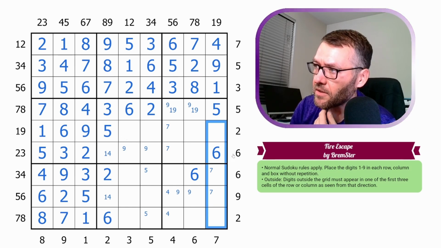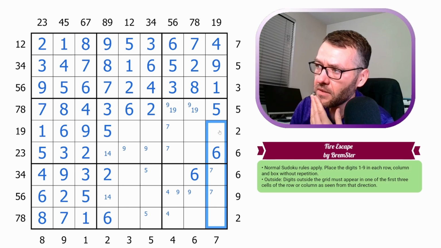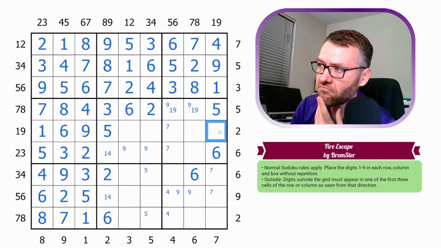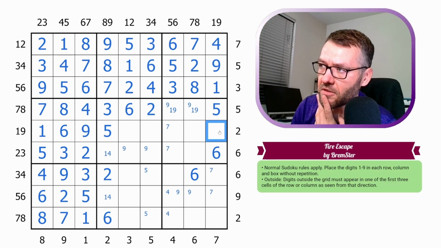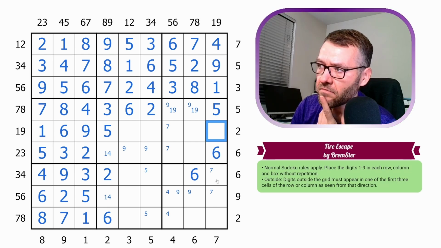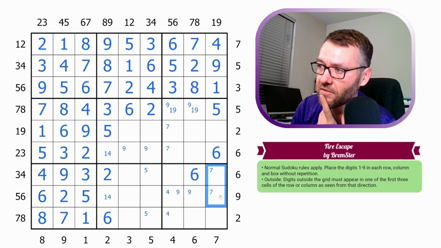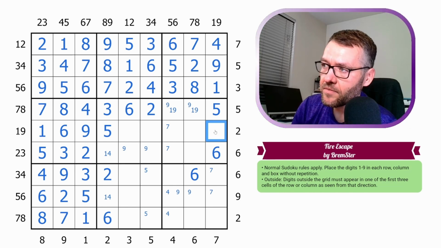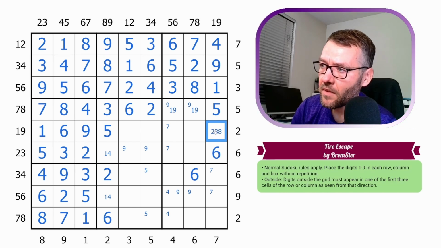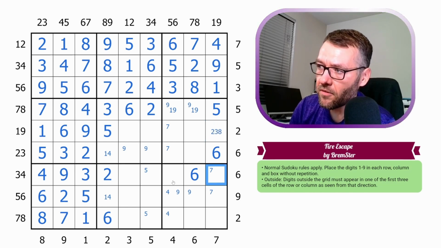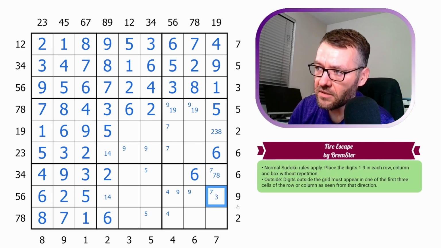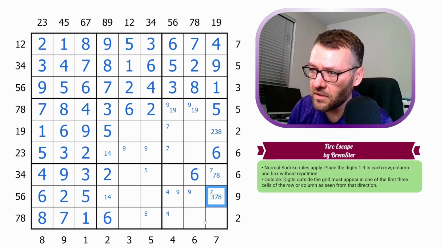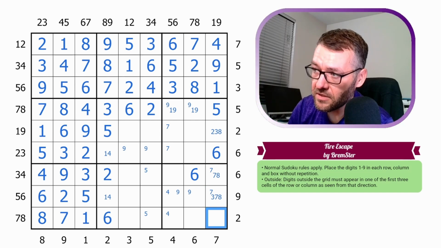What about vertically here? We need a 2, 3, 7, 8. Any of them can still go here. Oh no, 7 can't go here actually because the 7's going in one of these 2 spots. So this is 2, 3, 8. This can't be a 2 or a 3, so this is 7, 8. This can't be a 2, so this is 3, 7, 8. And this can't be a 7 or an 8, so this is 2, 3.